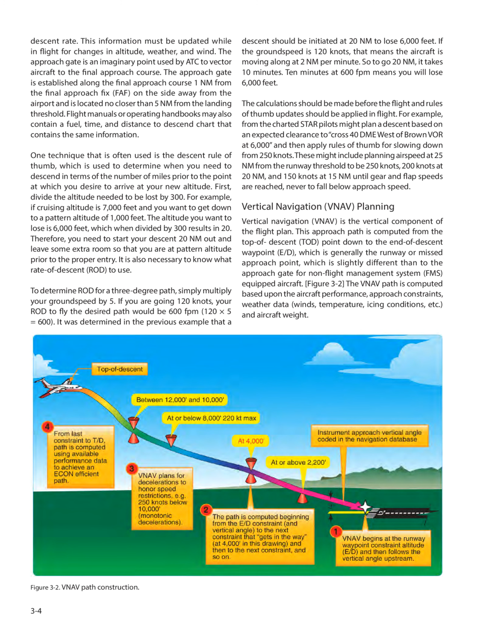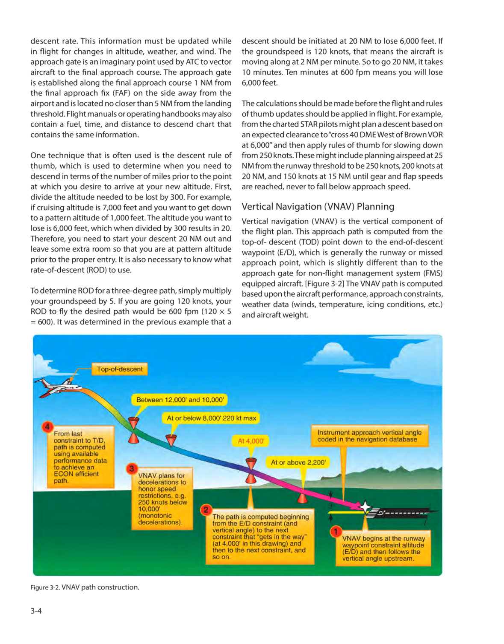It is also necessary to know what rate of descent, ROD, to use. To determine ROD for a 3-degree path, simply multiply your ground speed by 5. If you are going 120 knots, your ROD to fly the desired path would be 600 fpm, 120 times 5 equals 600. It was determined in the previous example that a descent should be initiated at 20 nautical miles to lose 6,000 feet. If the ground speed is 120 knots, that means the aircraft is moving along at 2 nautical miles per minute. So to go 20 nautical miles, it takes 10 minutes. 10 minutes at 600 fpm means you will lose 6,000 feet.